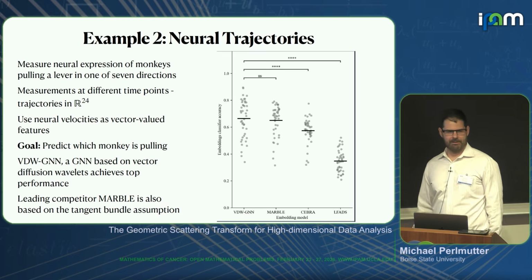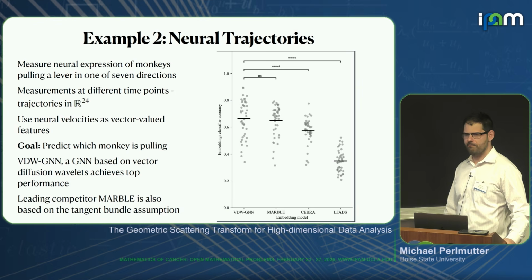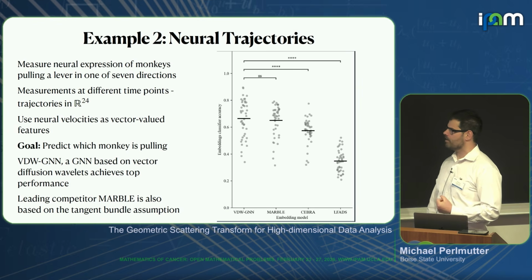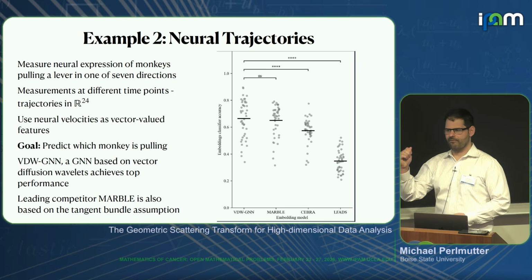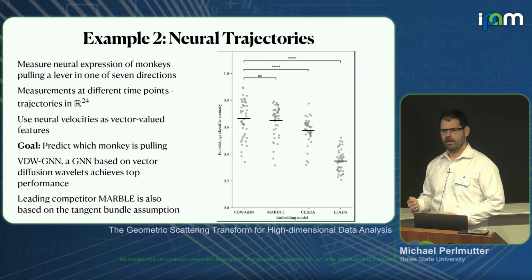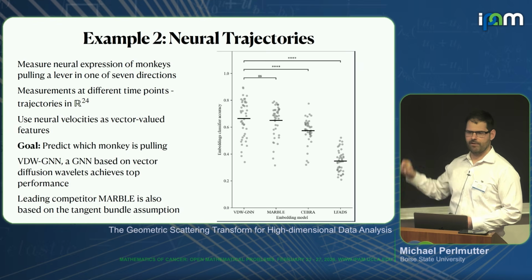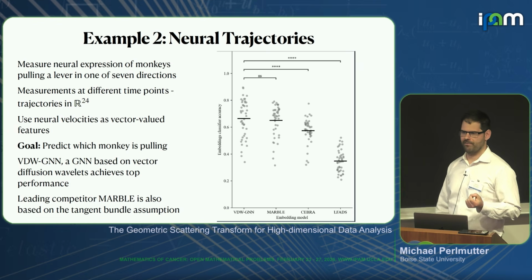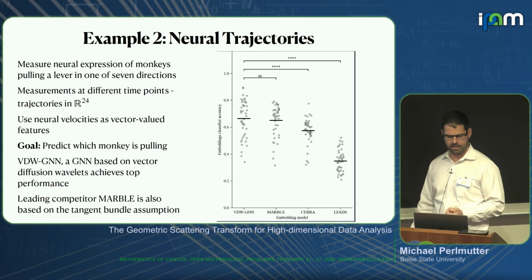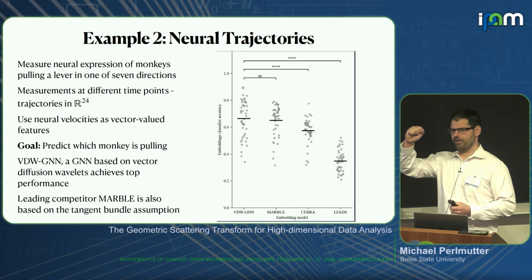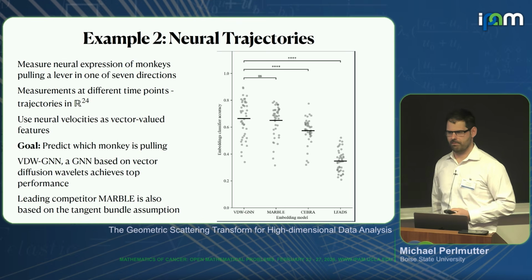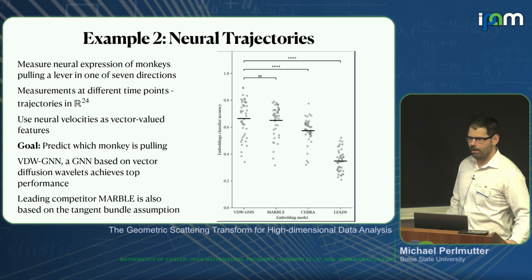Or in a more complex but biologically meaningful example would be the neural trajectories, where we've got 24 different neural measurements of a monkey pulling a lever at different time points. So we get a trajectory in 24-dimensional space. We take the numerical derivative of this and think about this as a neuronal velocity. The goal here is the toy task of predicting, is the monkey doing this, or are they doing that? Or I think there's 7 different directions the monkey is allowed to pull the lever.